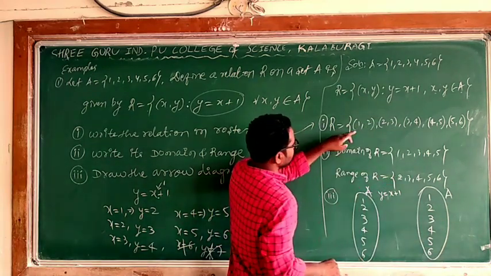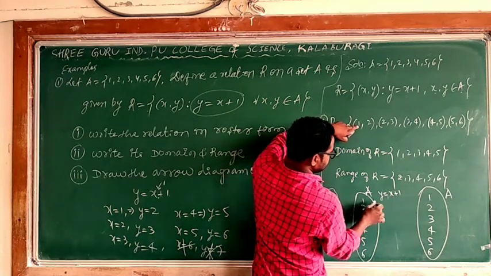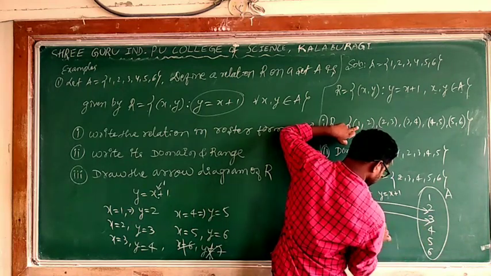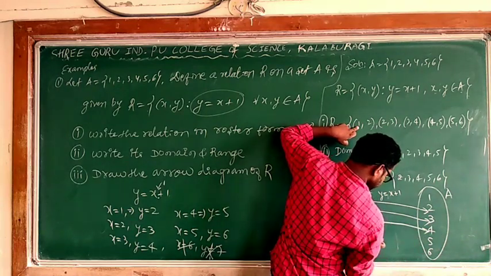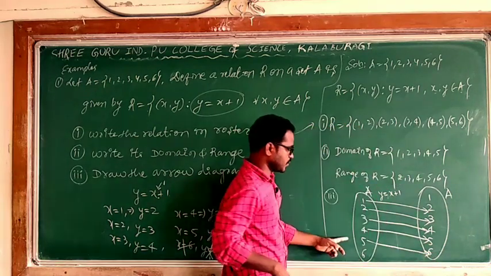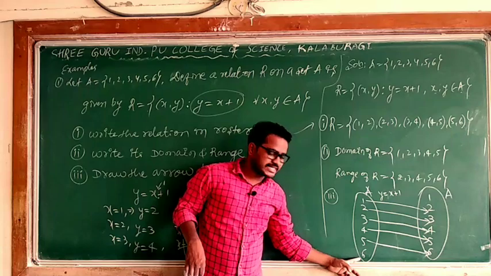When I take 1, it is connected to 2. According to this relation, 1 is connected to 2, 2 is connected to 3, 3 is connected to 4, 4 is connected to 5, and 5 is connected to 6. This is the required arrow diagram. We are not taking 6.